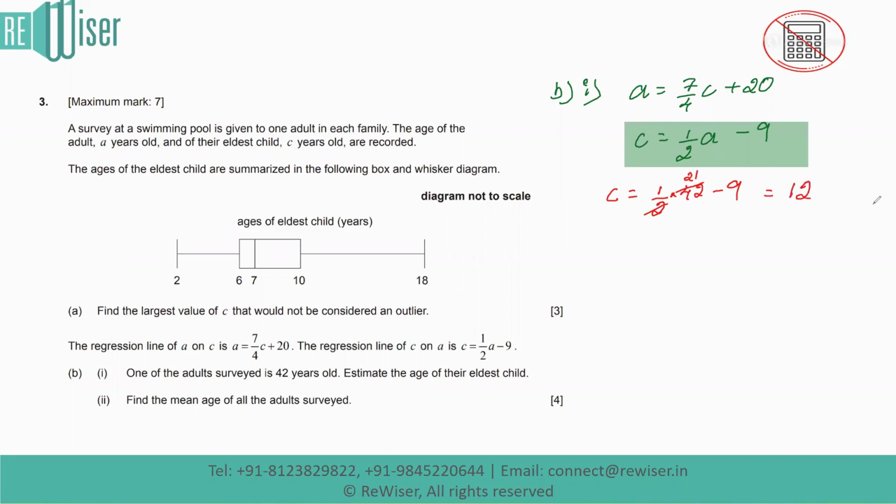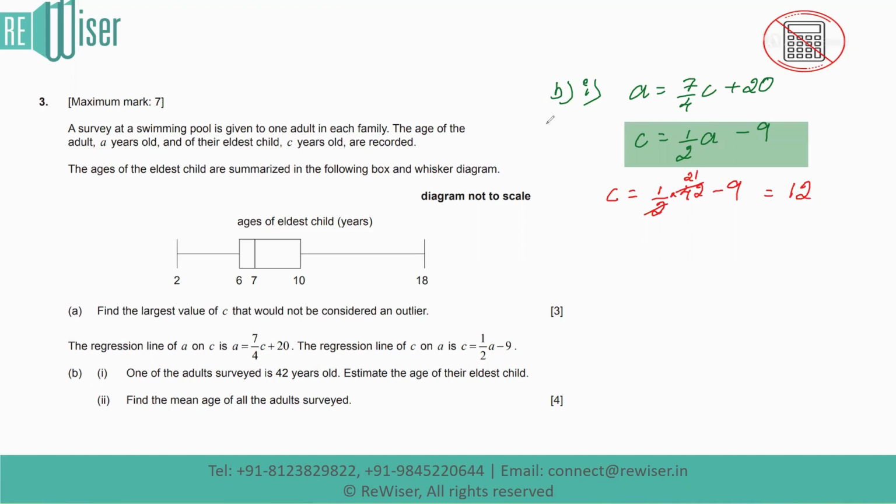And this is the answer. Now, the adult whose age was 42 years old will have the eldest child who is 12 years old. So that's how it goes.